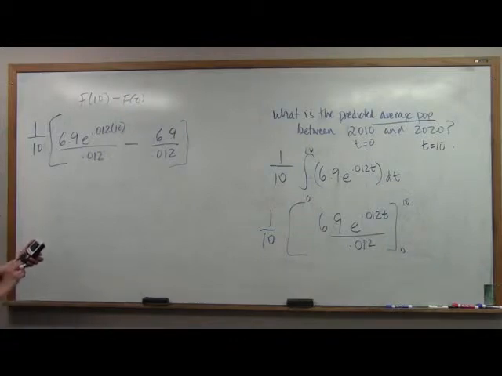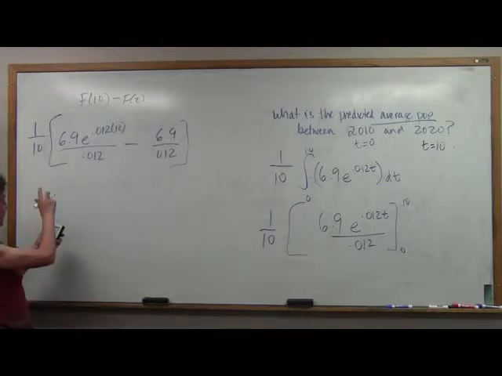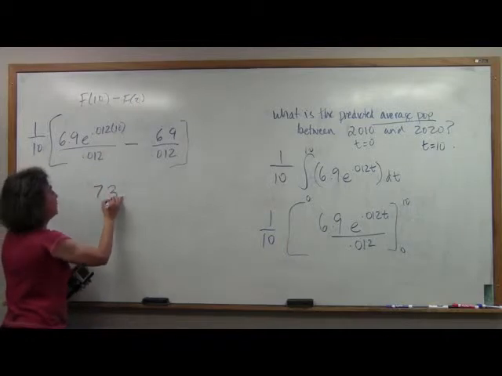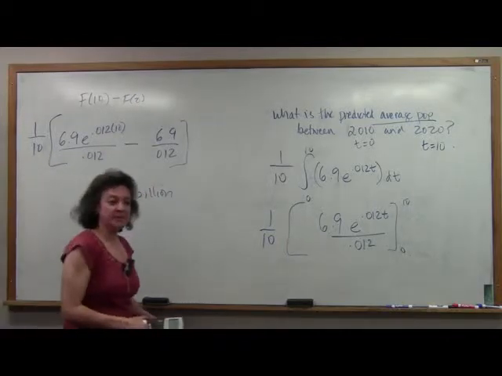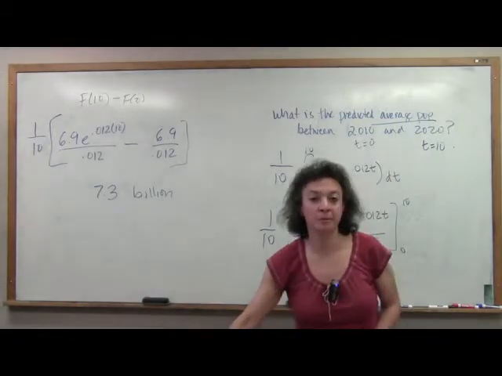Alrighty, so let us compute what we get here. We have 6.9 divided by 0.012 times e to the 0.12 power, and then we'll subtract off 6.9 divided by 0.012, and then we'll take that answer and divide everything by 10. So on average, in that 10-year period, there's going to be about 7.3 billion people.